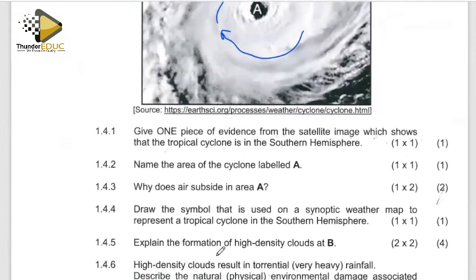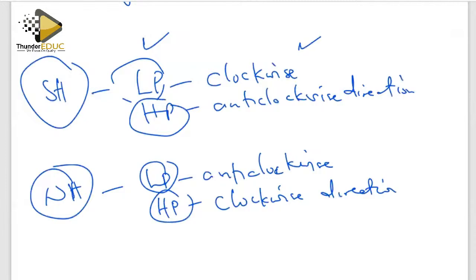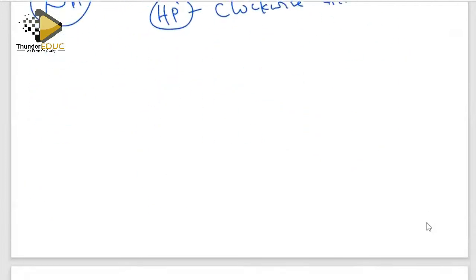Name the area of the cyclone labeled A. Our area A, this is the focal point of our system, which is the eye. That's the eye of our weather system. Right. Why does air subside in area A? Right, I'll try to make an illustration here. We are saying at A, the air subsides, which means there's sinking air.